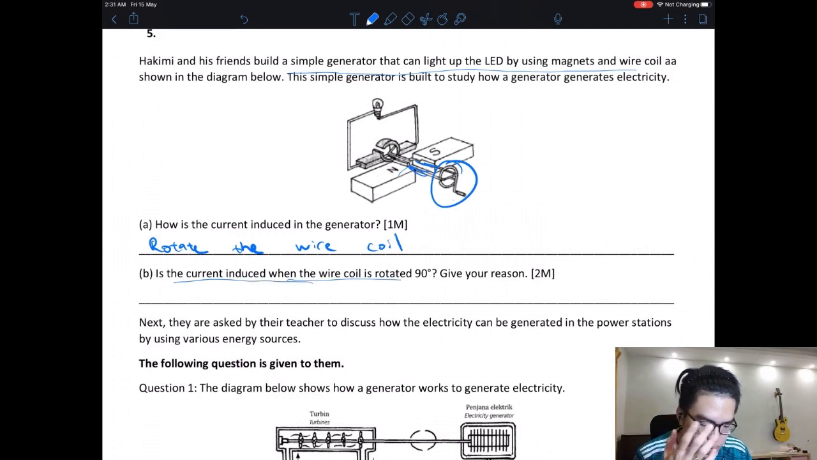Oh, you know what? I'm not going to talk about this. Okay, the answer is no, because the magnetic field of current of the wire coil doesn't cut the magnetic field. Not going to talk about this. This is not your syllabus.